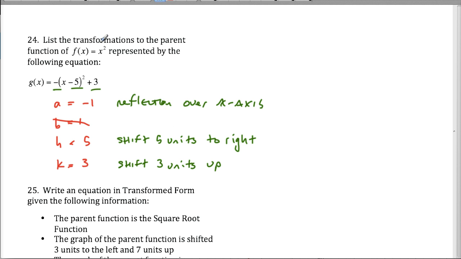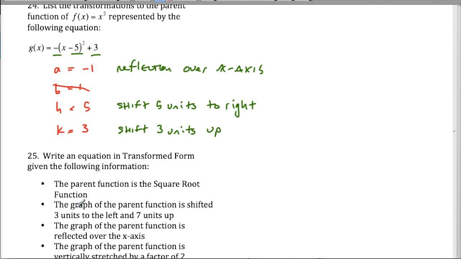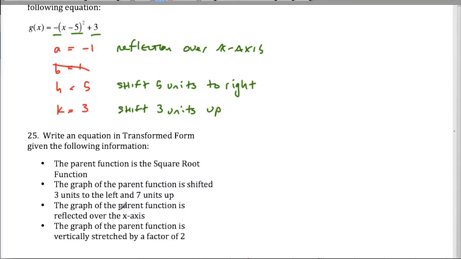So basically, number 24 was giving you the equation and wanted you to write out something like the bullet points here in number 25. And now number 25 was the reverse. So it was telling you these different transformations that were happening, and it wanted you to write just one equation, an equation in transform form. So some of you wrote a separate equation for each one of these, but I wanted you to put it all together and just write one equation at the end.